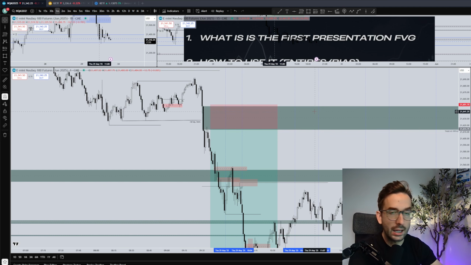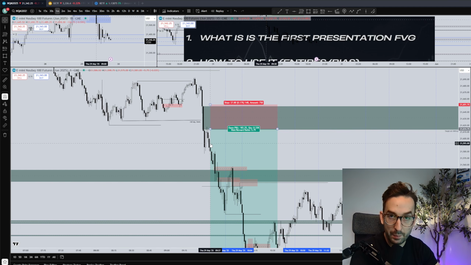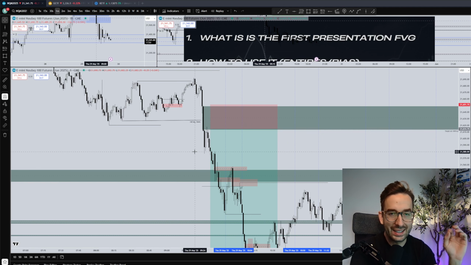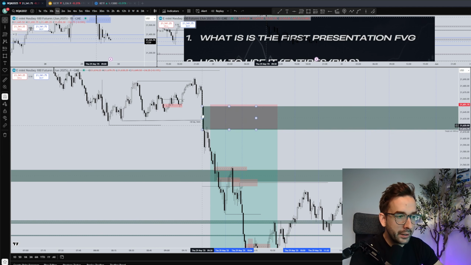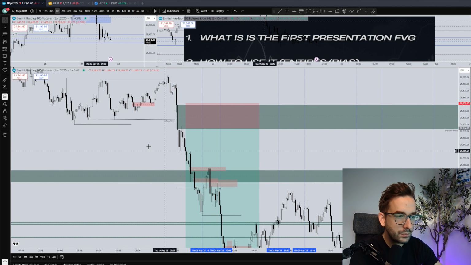It's very simple. It's as it states. It's the very first presented fair value gap after 9:30. The one rule you have to understand, it's not the one on the 9:30 candle. It's the 9:31 candle and onwards. So for today's trading day that just passed, it formed on the 9:31 candle, which is great. And you can see here, I have it denoted in dark green. Okay. I called it Thursday, New York, first presentation fair value gap.